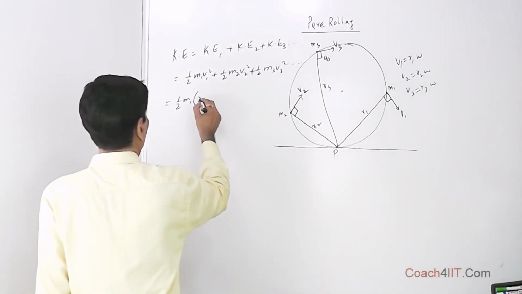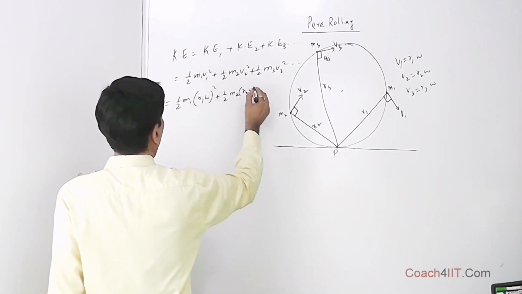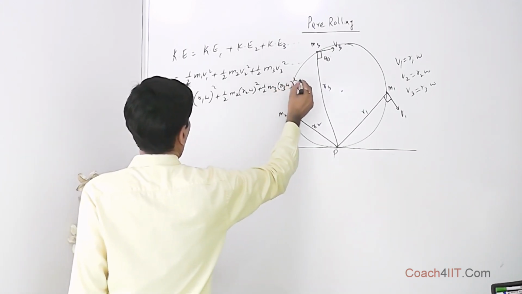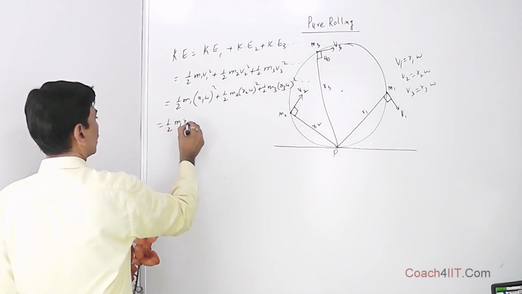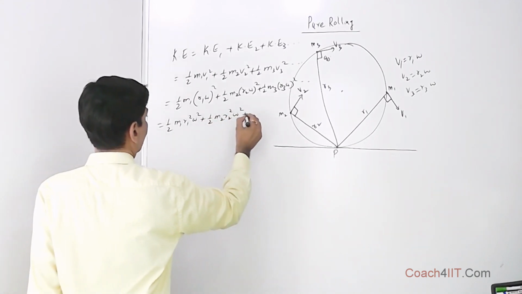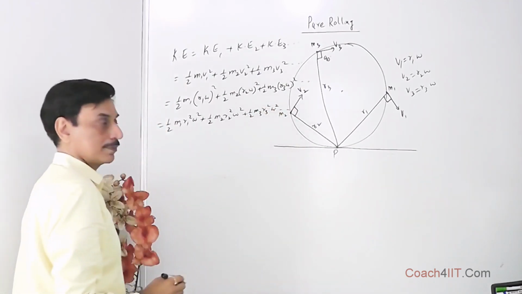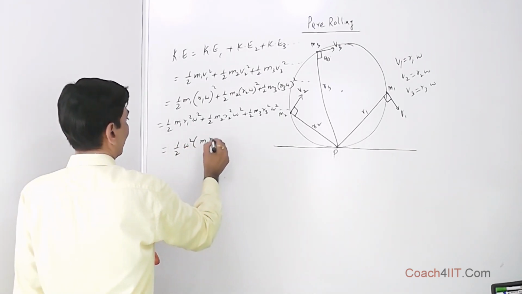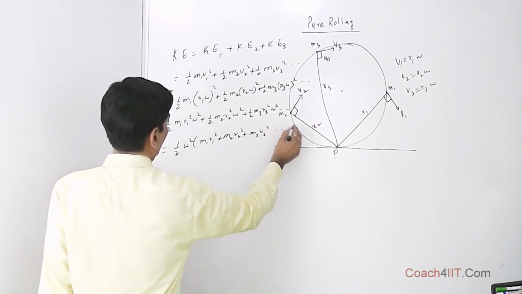So this becomes half m1 R1 omega square plus half m2 R2 omega square plus half m3 R3 omega whole square and so on. So this comes out to be half m1 R1 square omega square, half m2 R2 square omega square, half m3 R3 square omega square and so on. Half omega square we can take out, so this comes out to be m1 R1 square plus m2 R2 square plus m3 R3 square and so on.